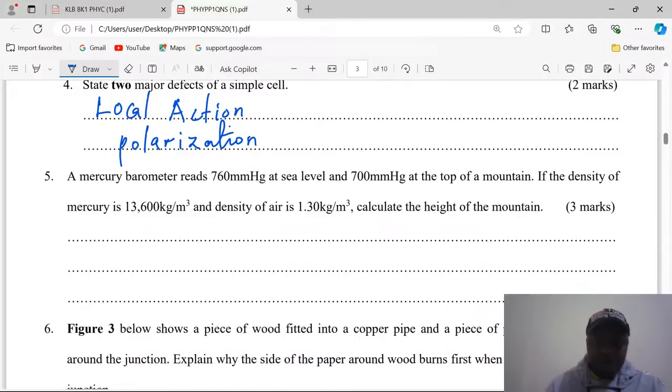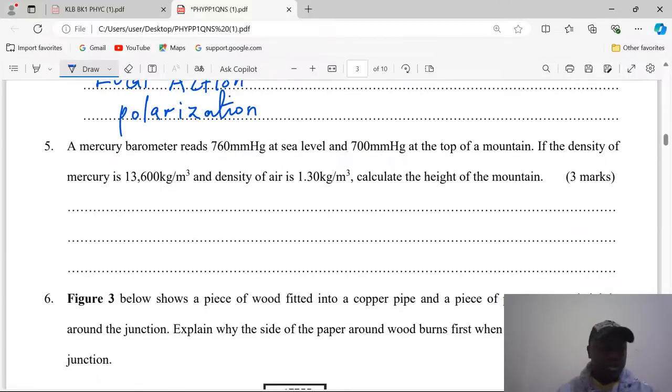Okay, for us to calculate the height of a mountain, we are supposed to know that the pressure difference being experienced here is due to the height of the air column between the top of the mountain and the base of the mountain. Because we are measuring air pressure, let's consider this: this is the mountain top, and this is the mountain bottom.